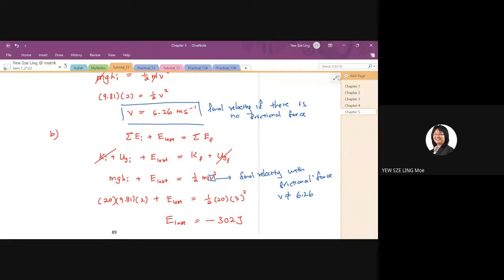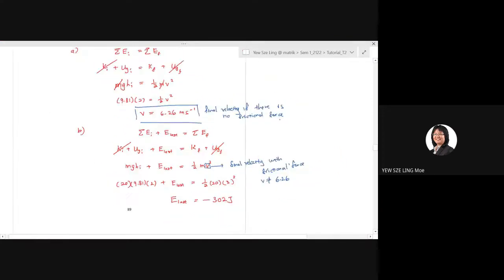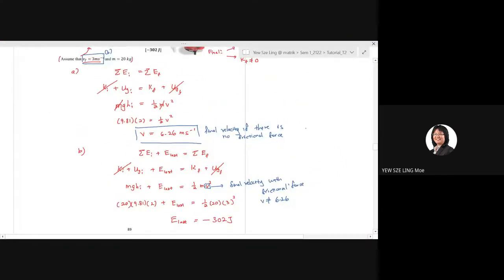So done. That marks the end of today's class, which shows you the basic idea of the difference between with and without energy loss. Without energy loss, your final velocity is higher. With energy loss, the final velocity is smaller, because some of the energy is being used up. So your kinetic energy decreases, and it leads to a decrease in the velocity.